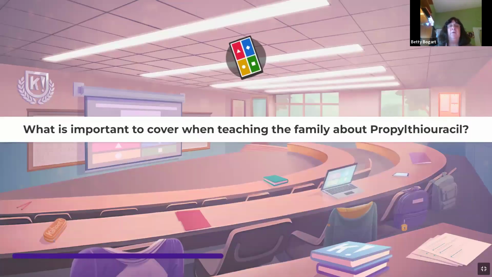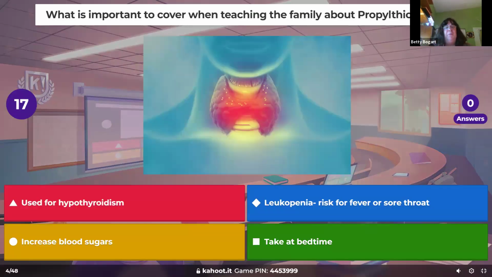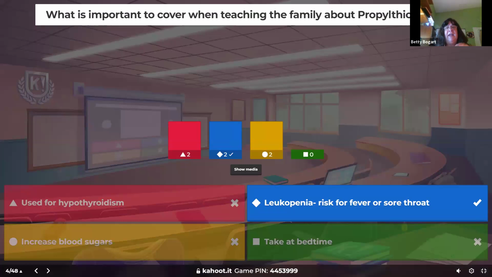What is important to cover when teaching the family about propylthiouracil? It's also called PTU. It's used for hyperthyroidism. That means too much thyroid hormone is being delivered to the body. So this blocks. Now, there's a specific side effect, actually there's two of them, for the hyperthyroidism medications that we use, and it causes leukopenia, which means a decrease in white blood cells. You don't have white blood cells. What do you see? You're at risk for infection, fever, etc. So if you had a fever, sore throat, you'd be calling the doctor, letting them know.